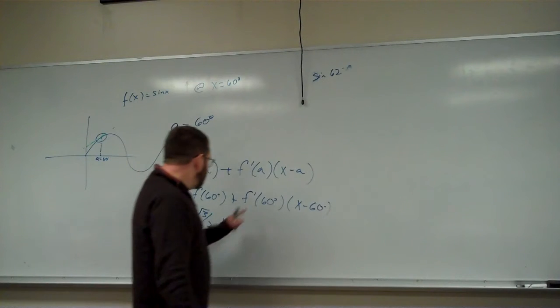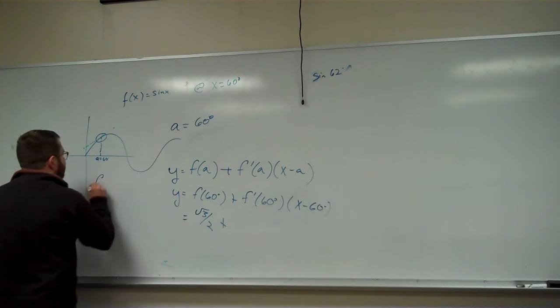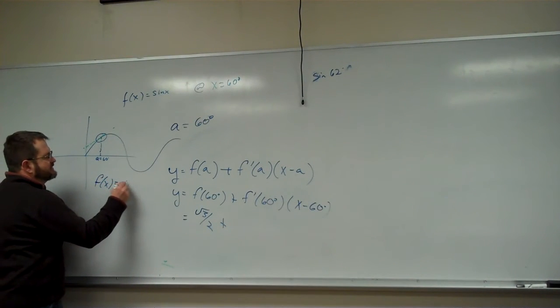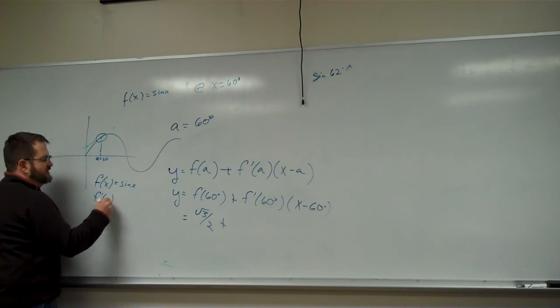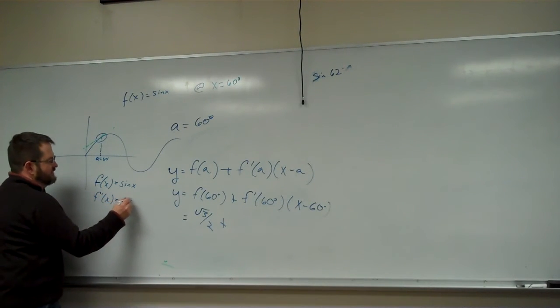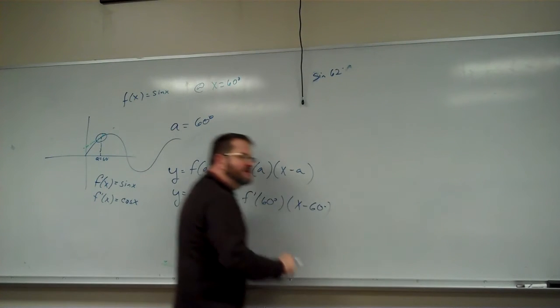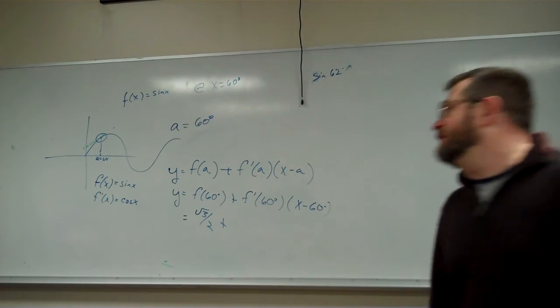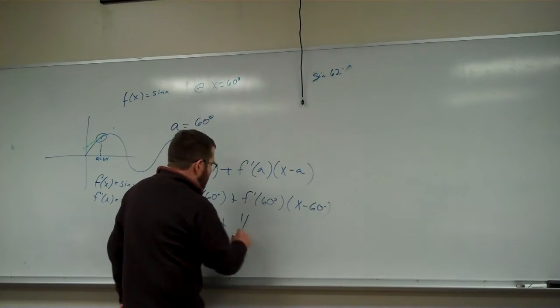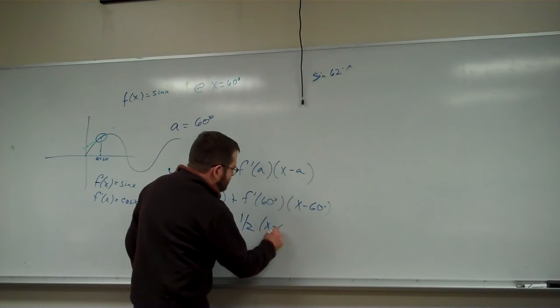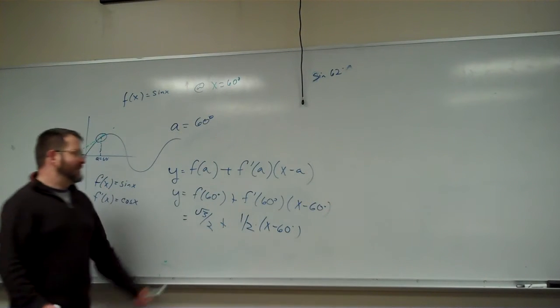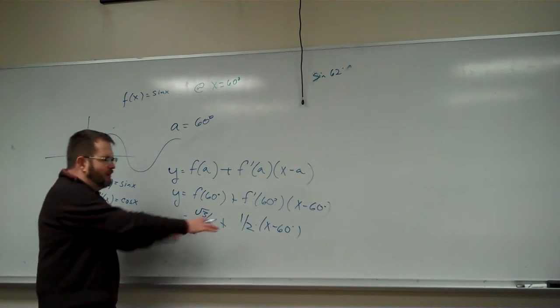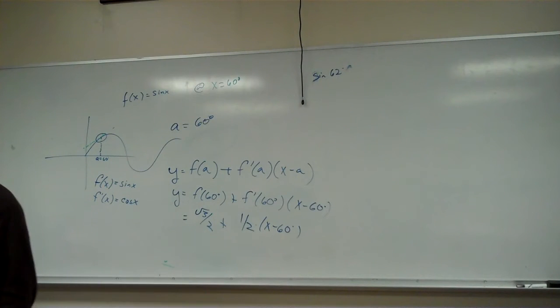Plus f prime. Okay, if f is equal to the sine of x, then f prime is equal to cosine of x. All right, so the cosine of 60. It's 1/2, I think. Again, I always like to check just to be sure. 1/2 times x minus 60 degrees. That's a linear equation. I mean, with a little rearranging, we could have this mx plus b. Right? It's a linear equation. It's the graph of that little green dotted line I just drew up here.